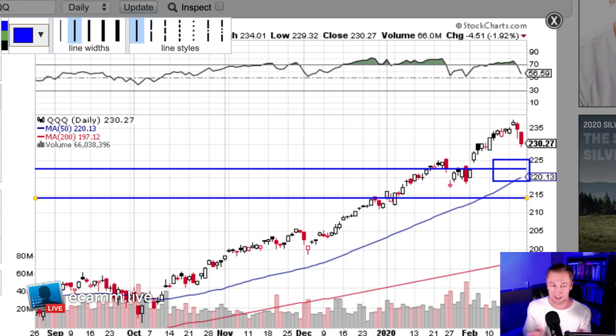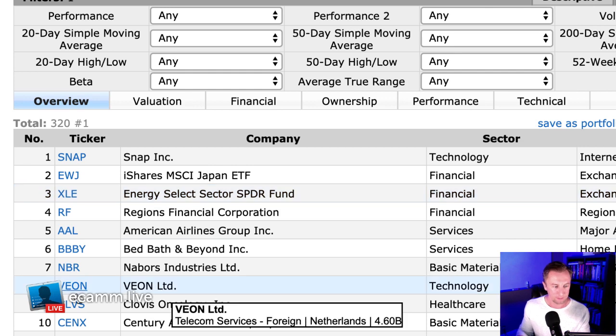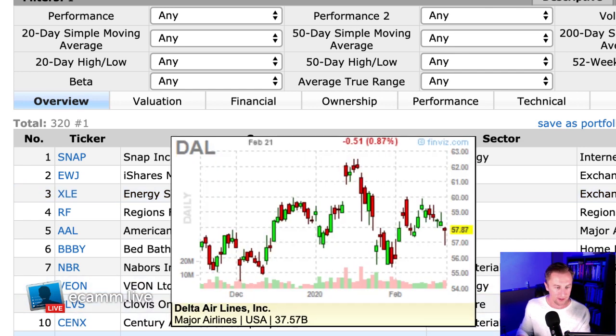Any other stocks? Come on, give me some stocks. Give me some ideas. I'm gonna pull up... I did pull up CLVS, so that was cool. Let me see if I find any other ones. I'll keep an eye out here.